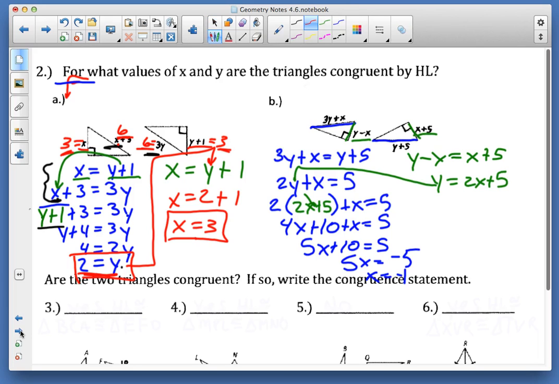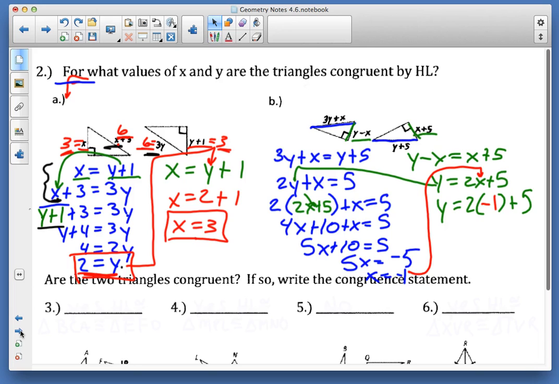So let's take my -1 up here to find out what y is. Because now I know that y is equal to 2 times, I put in my -1 for x. So -2 plus 5, so y is 3.